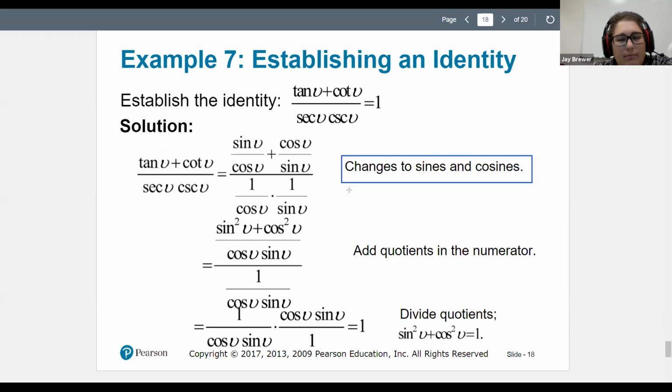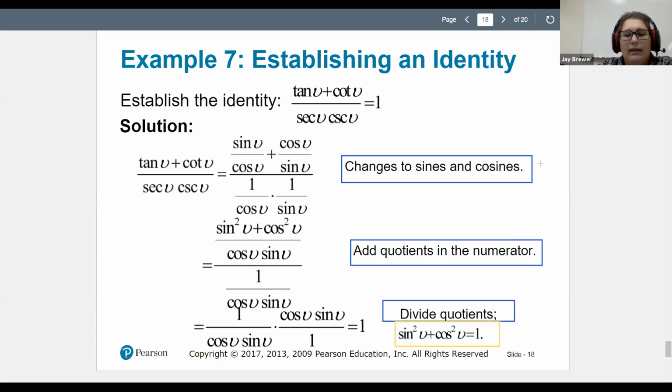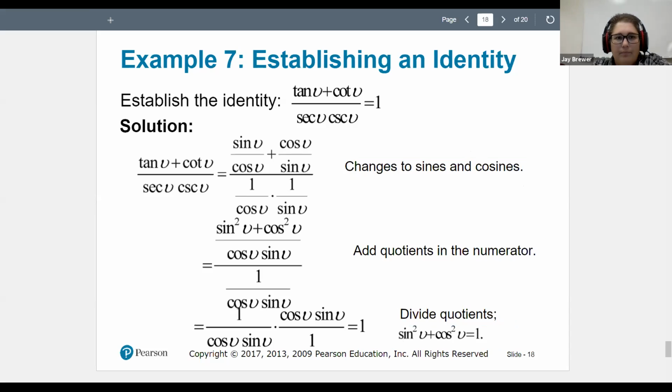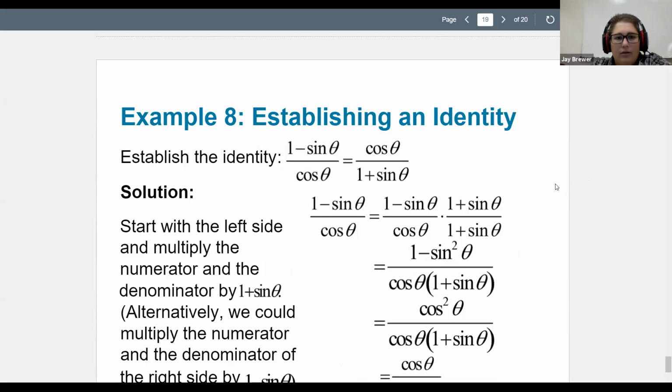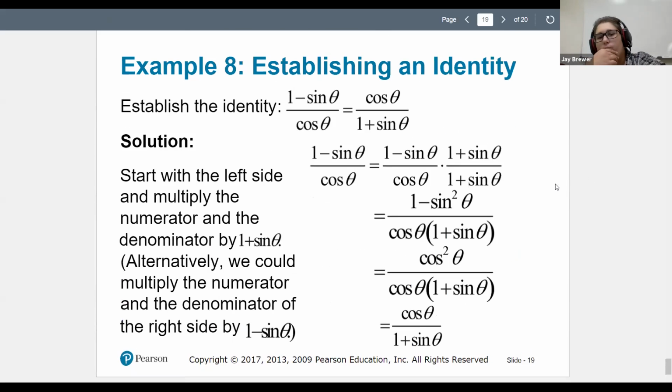It basically tells you step by step what to do. So change to sine and cosines, and then the next thing they're doing is adding quotients in the numerator, and then they divide their quotients, okay? Look at the nice little hint they're giving you there. They're giving you the Pythagorean theorem again. And if I'm going too fast for you, just wait for the video and you can pause it and look at it. You can also pull it up on Canvas.